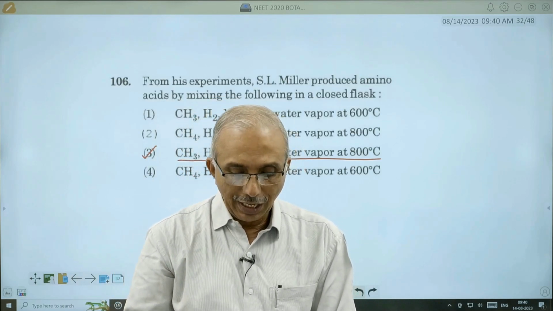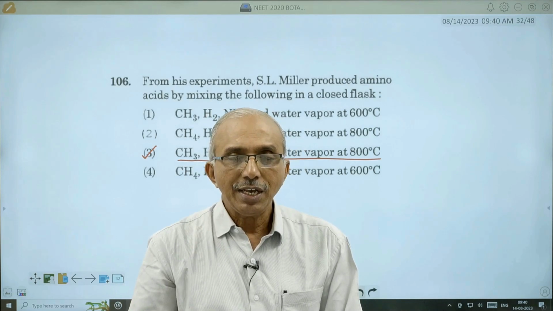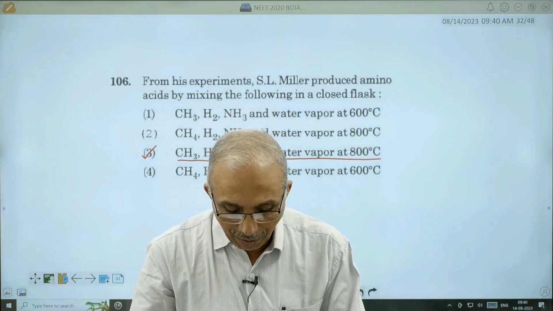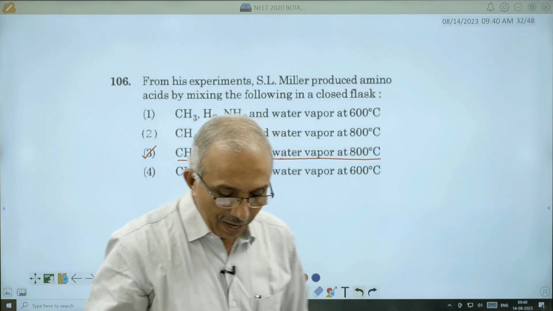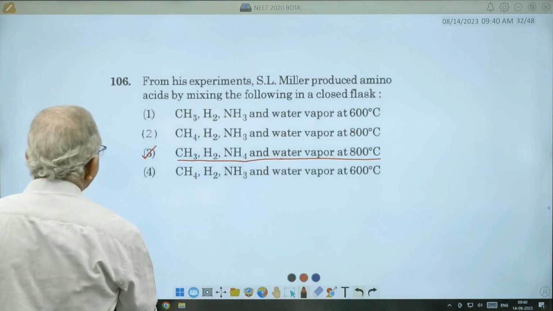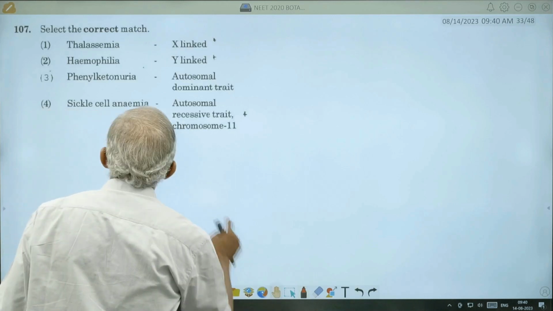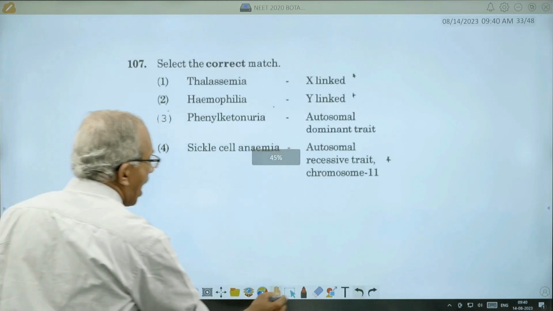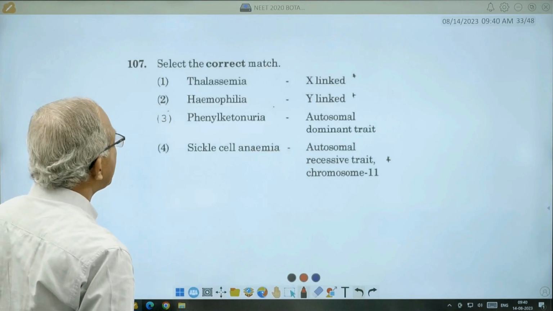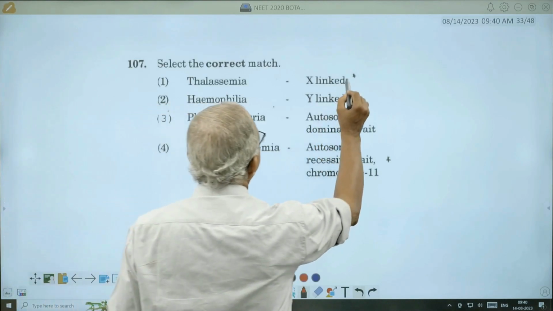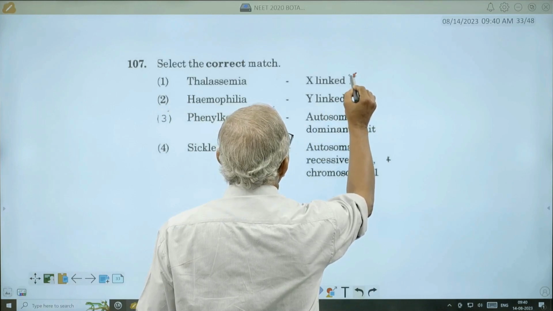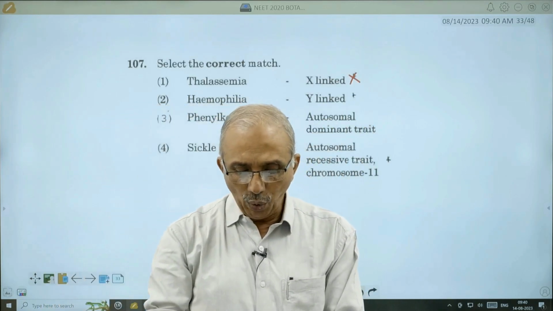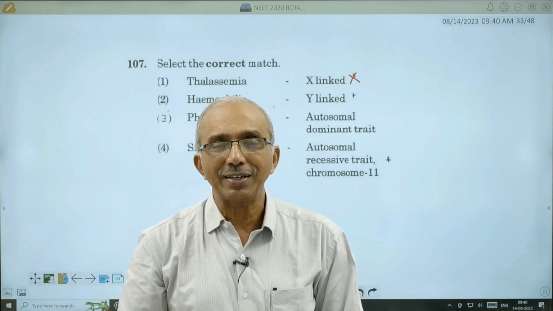So the answer is 2. From this experiment, he obtained some amino acid. Then next, select the correct match. Thalassemia is not an X-linked character. Thalassemia is an autosomal disorder.